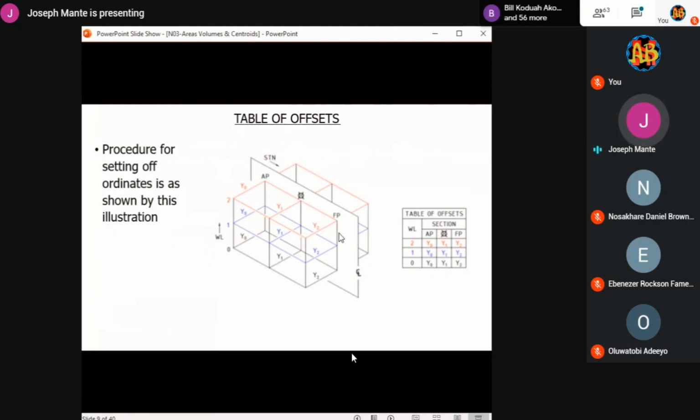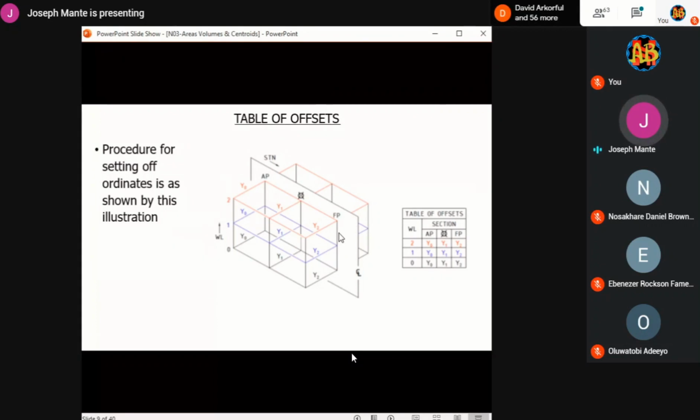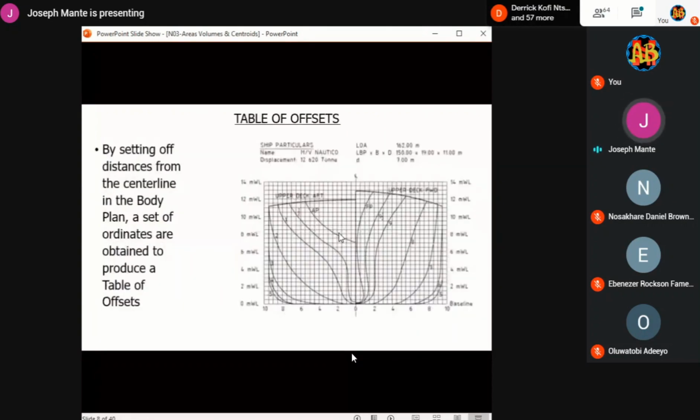So when you go into the ship, you yourself can divide it into a lot of water lines. That is, horizontally, you can cut the ship into various sections. Then when you cut from the midship to where the plating is, you can measure, then you put it there. From the midship to the other side where the plating is, you can measure and put it there. So this is actually how you can read the table of offset. And this particular table of offset is very, very important. This is the explanation to this particular one.